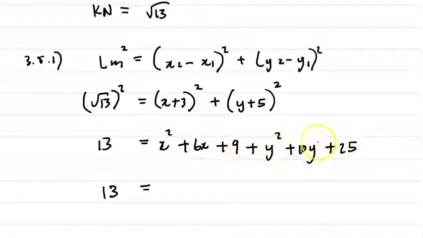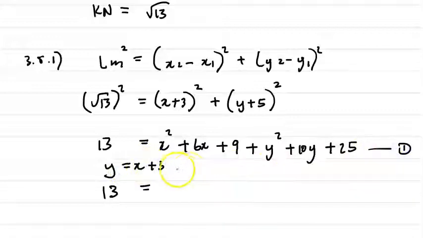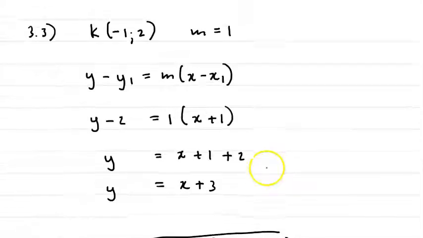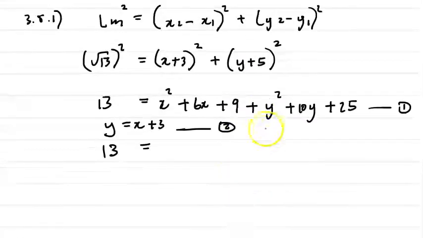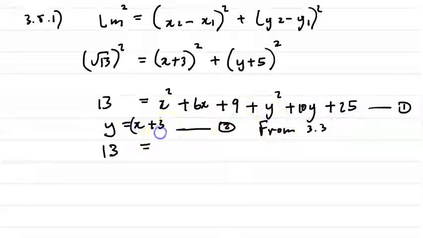So now what we're going to do, let's substitute. We've also got y equals x plus 3, right? So we can call that equation 1, and we've now got equation 2, which is y equals x plus 3, and this one is from 3.3. So we can just write here from 3.3. Okay, so wherever we've got y, we're going to put x plus 3.